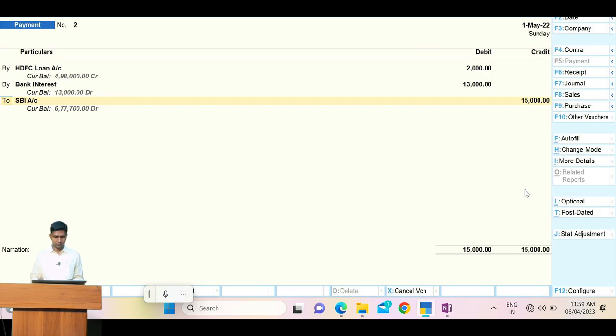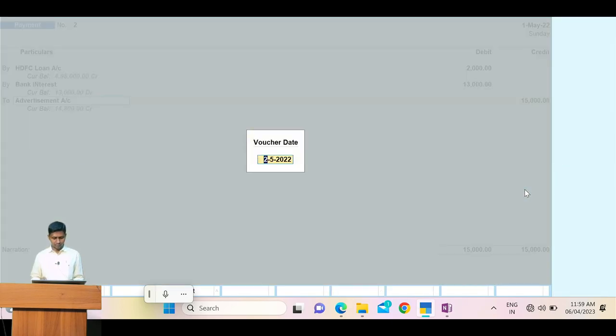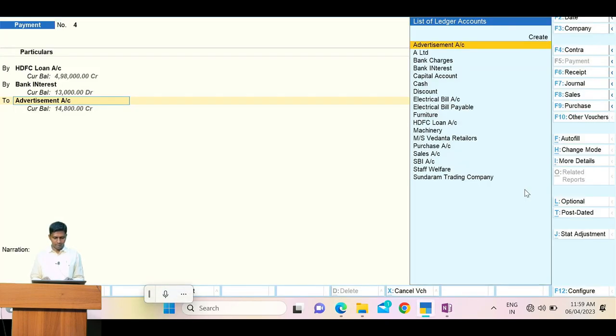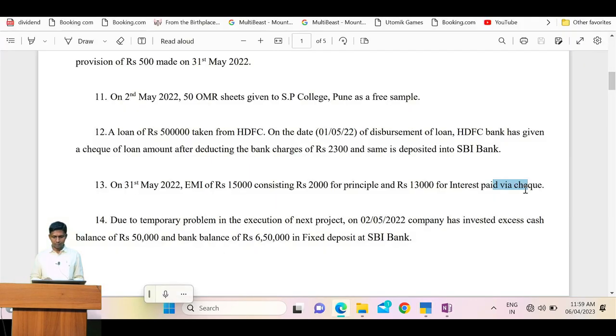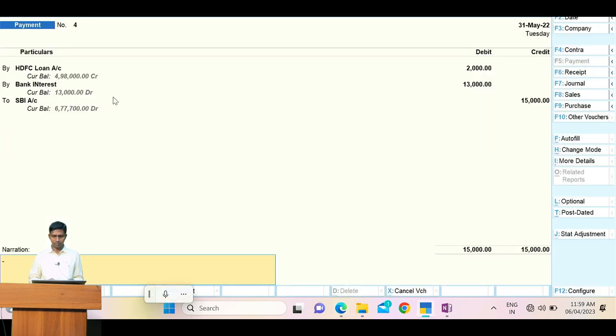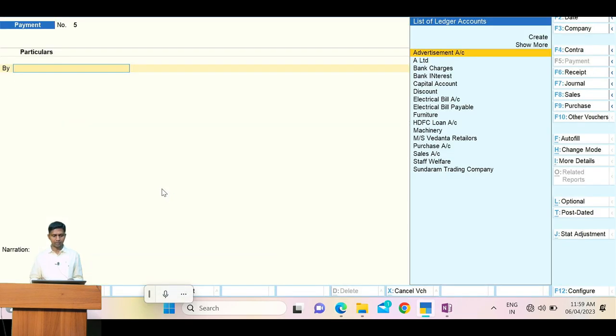We'll do one thing. First change the date, 31st May, and then say here SBI 15,000 here, 31st May. Okay, 31st May, 15,000 rupees given. Oh, check of rupees 15,000. Yes, this is correct. Principal 2,000, this is correct. Interest also correct. 31st May date is also, I think so, okay. Everything is correct, accept the transaction.